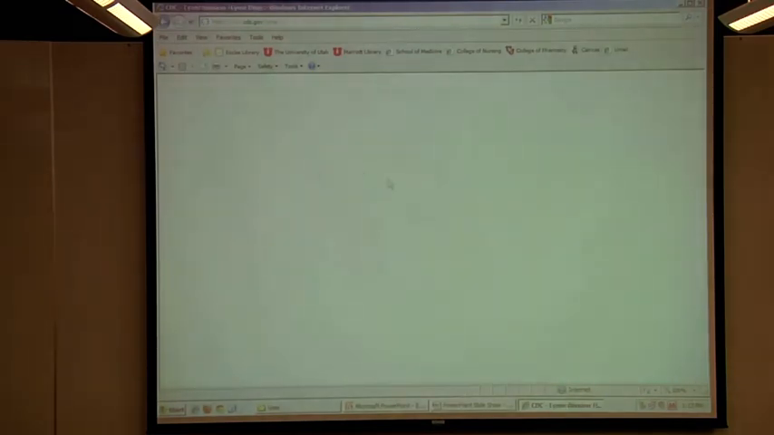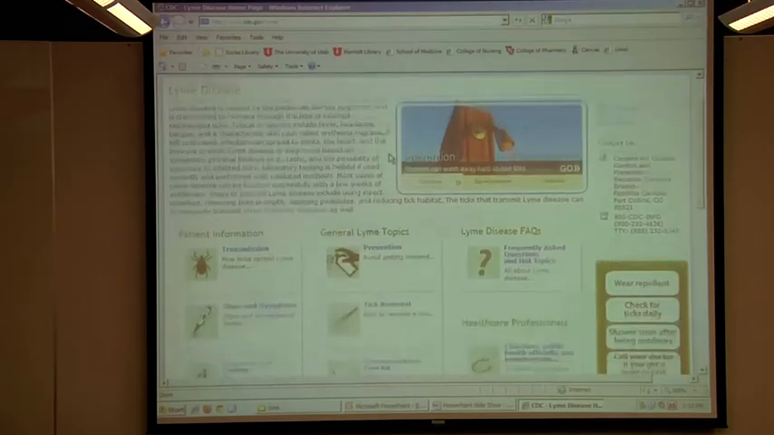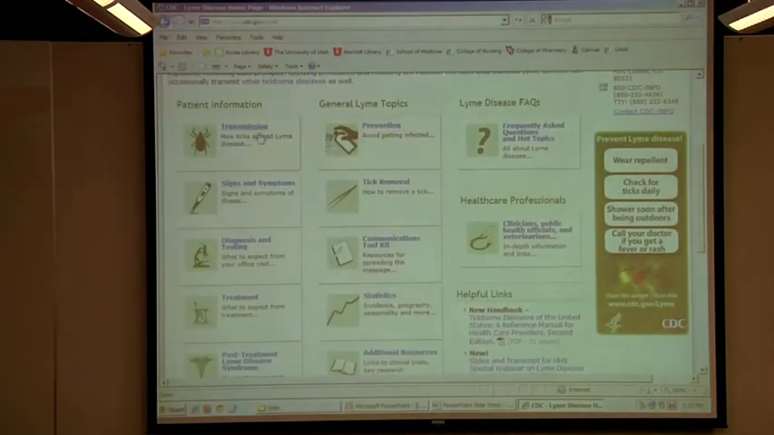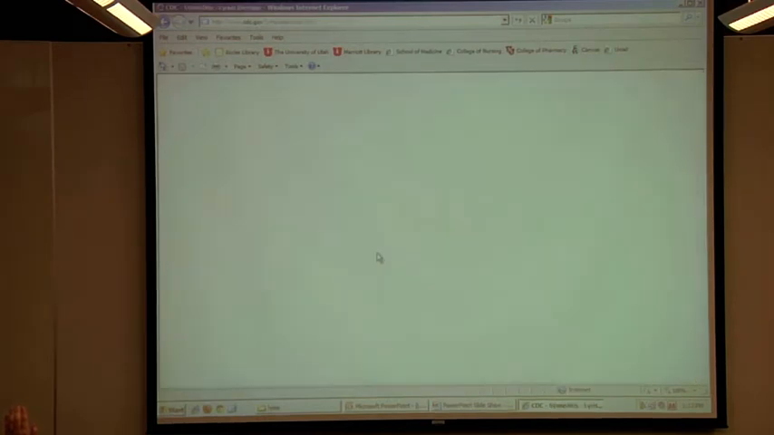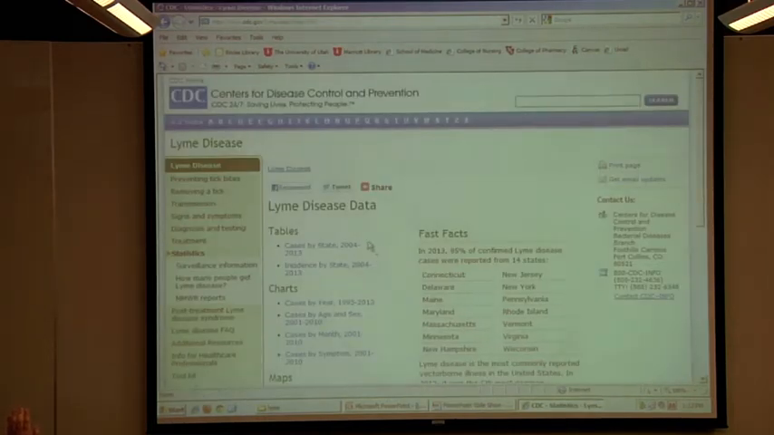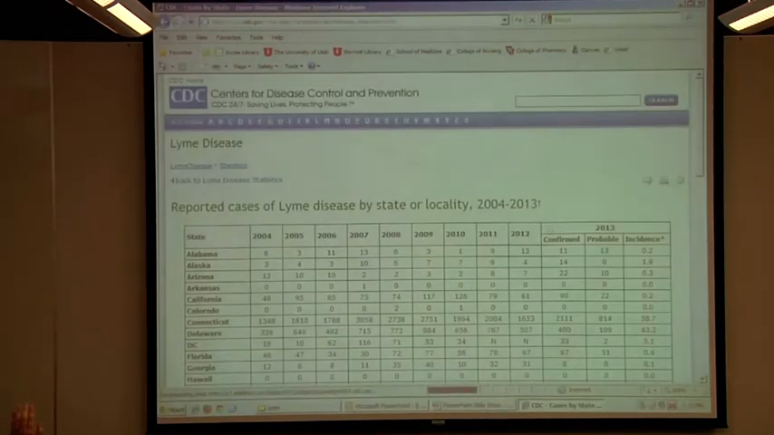If you look at the CDC website, there's a ton of stuff for Lyme disease. It talks about the transmission, signs and symptoms, and we're going to go over all that. But I wanted to show you a couple of things here. Treatment. Let's look at some of the statistics. This is the most up-to-date information on the website. These are cases of Lyme.